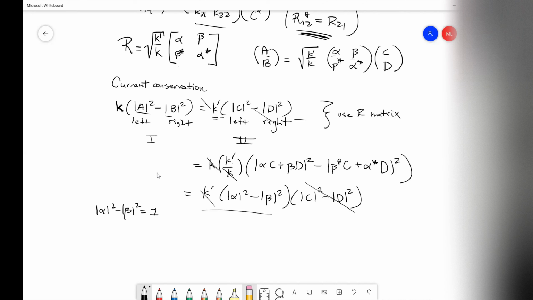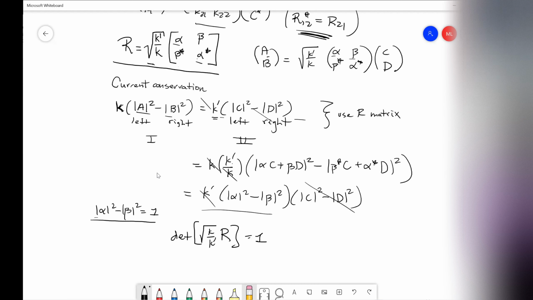So not only is the R matrix of this form, but the alpha and beta are constrained with respect to each other. It means that the determinant of square root of K over K prime, just to cancel this thing out front, times R, the determinant of that matrix has to be equal to 1. Right, because that's the determinant of this little piece here. It's alpha times alpha star minus beta times beta star. So it's even more constrained than you would expect.